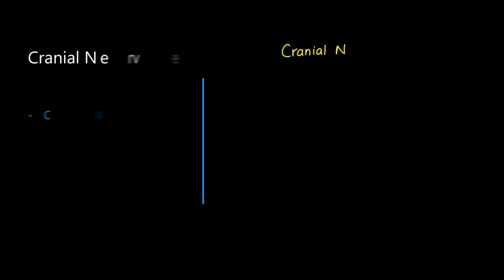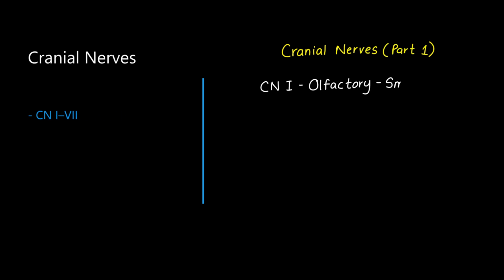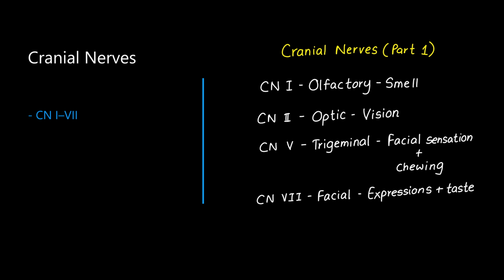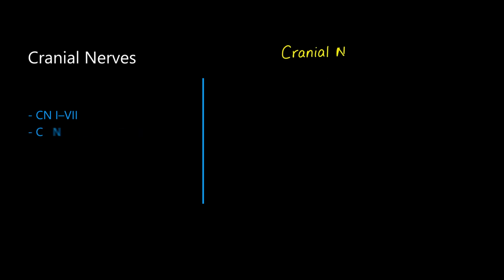There are 12 pairs of cranial nerves, and you need to know the big ones. CN1 is the olfactory nerve for smell. CN2 is the optic nerve for vision. CN5 is the trigeminal, which handles facial sensation and controls the muscles of chewing. CN7 is the facial nerve, controlling facial expressions and carrying taste signals. CN8 is the vestibulocochlear nerve, responsible for both hearing and balance.